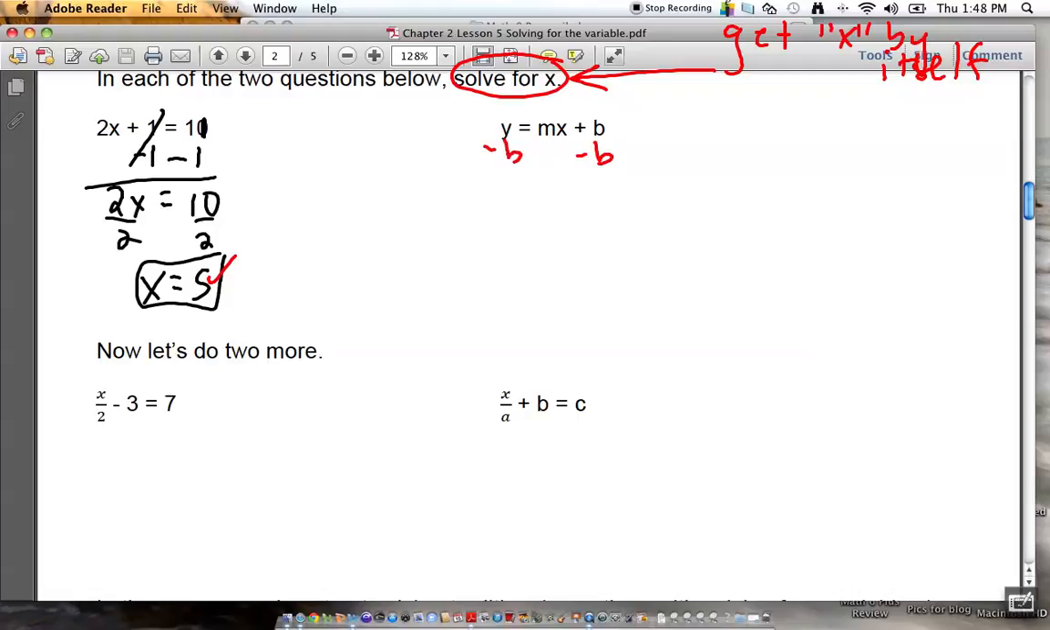Hey, listen very carefully. It should be pretty obvious to everybody in here that a positive b and a negative b make 0. Does that make sense? Everybody agree? Okay. Now, what's y minus b? Well, I don't know what y is. It is y minus b. And then, just like you divided by 2 here, you divide by m there. That's my answer.